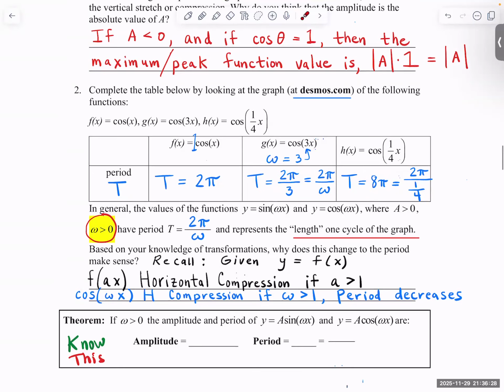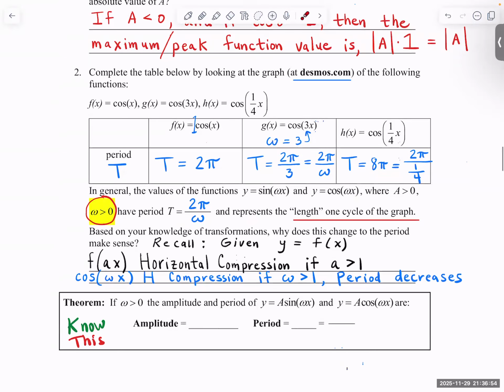So we see that's how, in general, the values of the functions y equals sine omega x and y equals cosine of omega x, where a is positive, and omega by definition is positive, greater than 0. The period is 2 pi divided by omega and represents the length of one cycle of the graph. Based on your knowledge of transformations, why does this change to the period, decrease or increase, make sense?